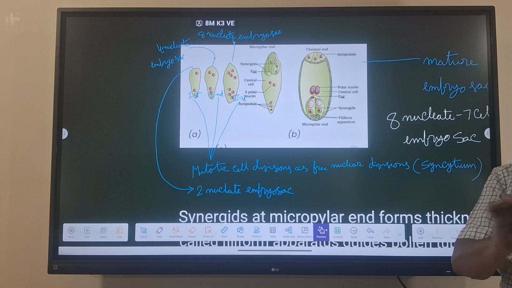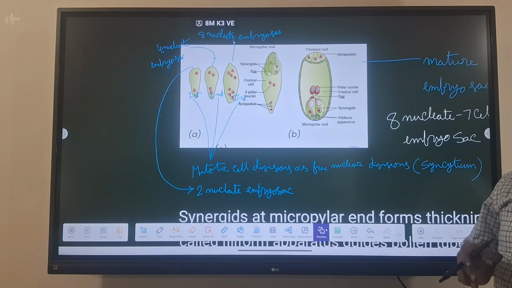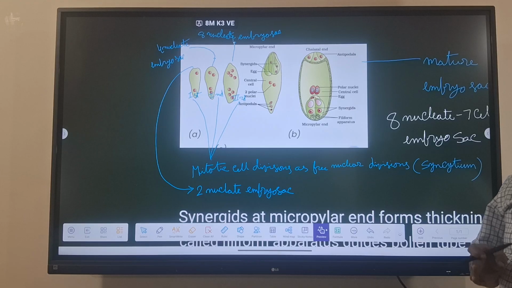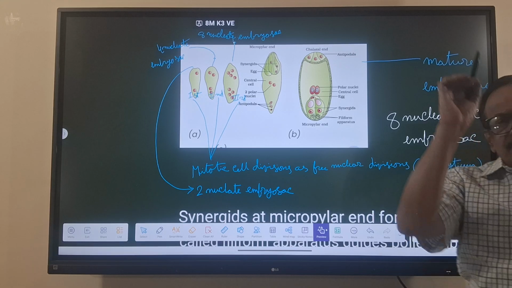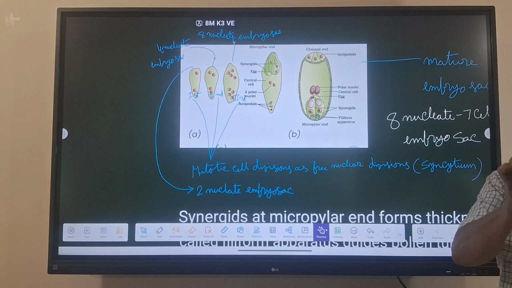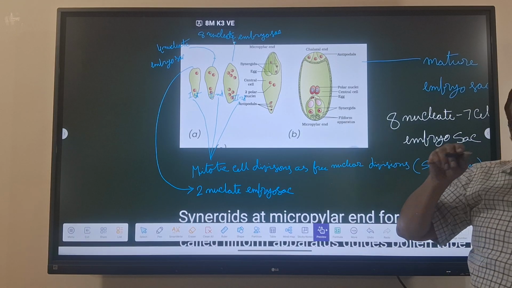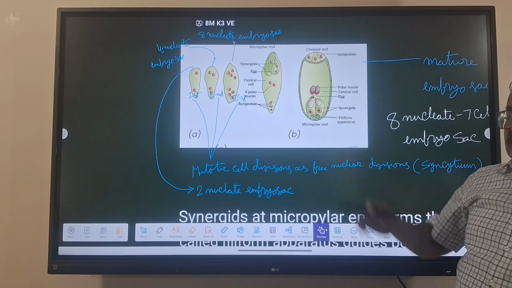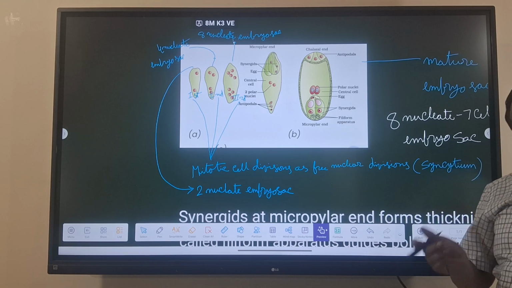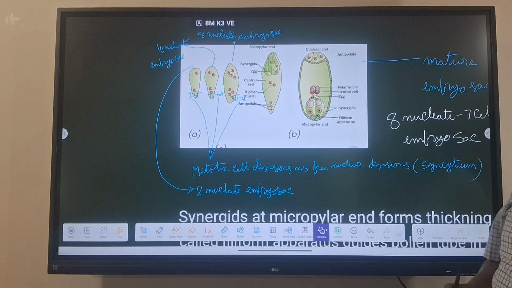The filiform apparatus guides the pollen tube which entered the embryo sac into which cell? Clearly given in the text. Read it properly. It guides the pollen tube into the synergid. What happens to the synergid, we will discuss in double fertilization and triple fusion.